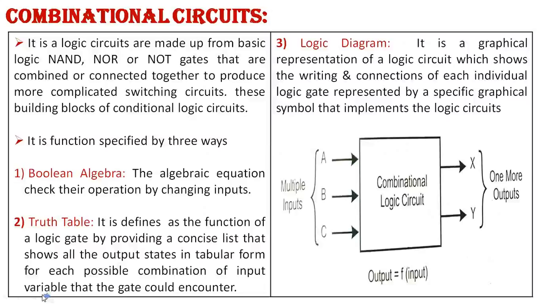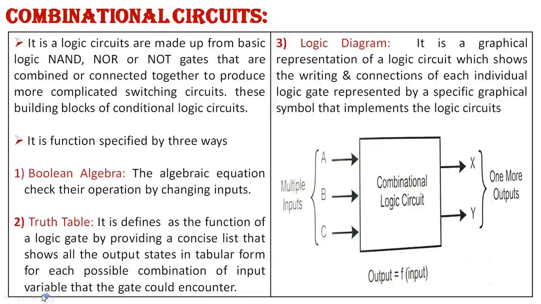Next concept is the combinational circuit. It is a logic circuit made up from basic AND, NAND, OR and NOR gates that are combined or connected together to produce more complicated switching circuits. These are the building blocks of combinational logic circuits. Its function is specified in three ways.